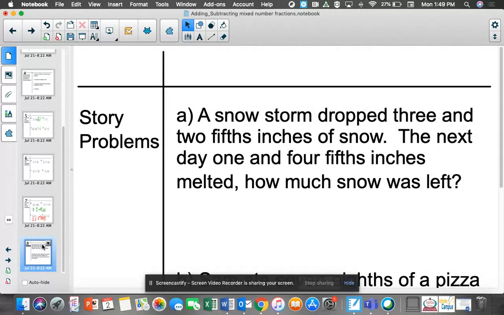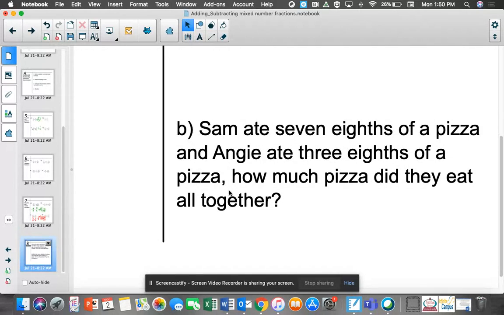Finally, we have a story problem that you will complete. A snowstorm dropped 3 2/5 inches of snow. The next day, 1 4/5 inches melted. How much snow is left? Your next story problem. Sam ate 7/8 of a pizza and Angie ate 3/8 of a pizza. How much pizza did they eat all together?